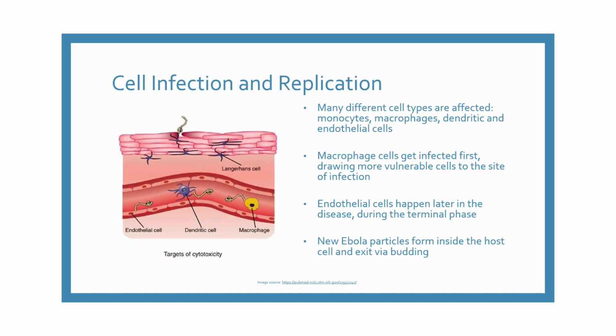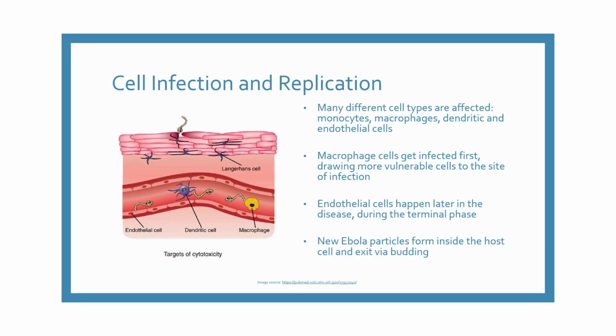Macrophage cells get infected first. They overreact by releasing too many signaling chemicals, the cytokines and chemokines. And this causes blood vessels to become leaky and draws more vulnerable cells to the site of infection. So infected macrophages trigger localized blood clotting, which depletes the serum of clotting proteins to an extent that there's massive uncontrolled bleeding.